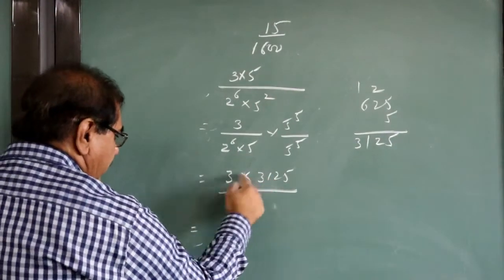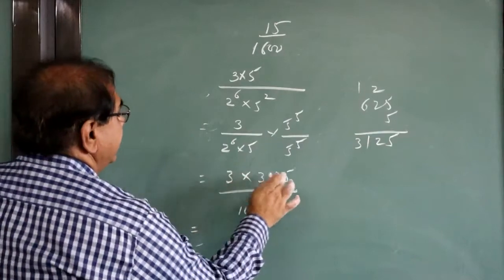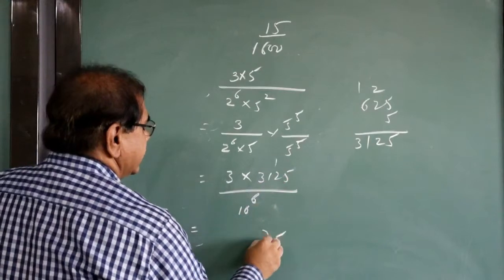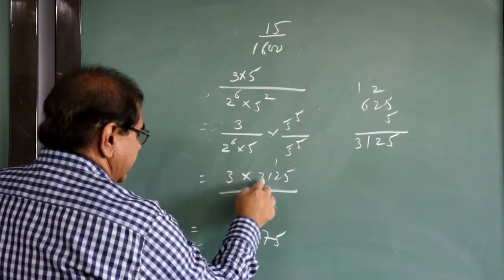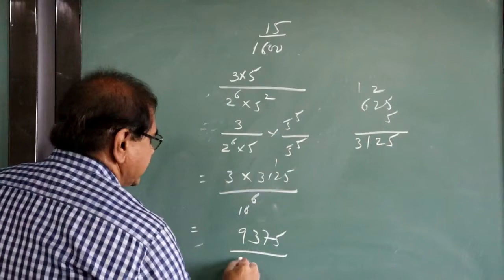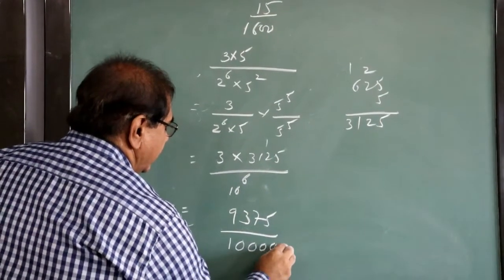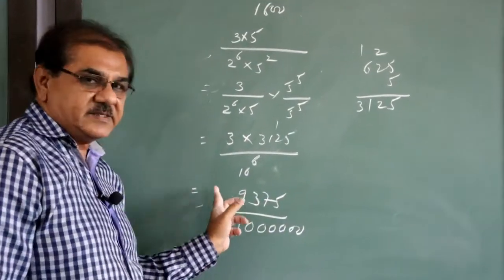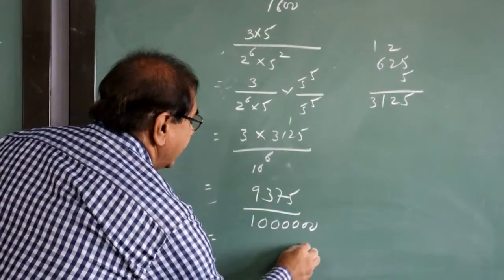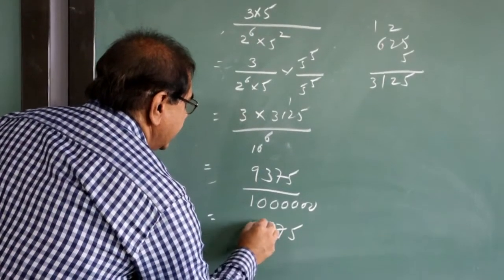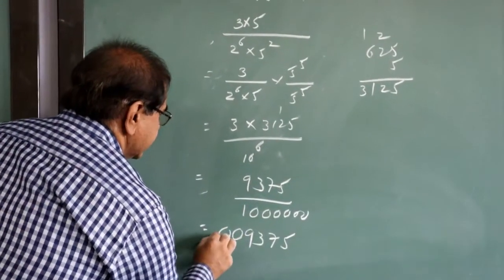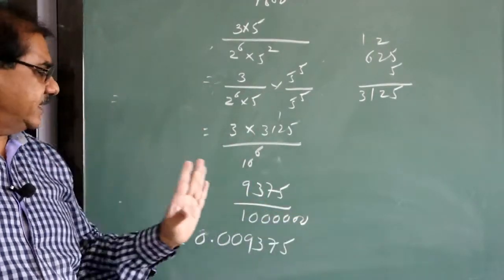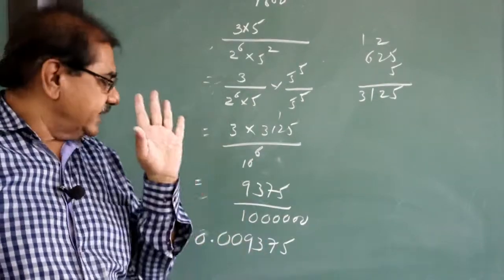So now 3125 threes are, we can write the answer directly. 5 threes are 15, 1 carry forward, 3 twos are 6 and 1 is 7, 3 ones are 3, 3 threes are 9, upon 10 raised to 6, which means 1 2 3 4 5 6, 6 zeros. So now 6 zeros are there. So after the decimal place I want 6 digits. So 1 2 3 4 5 and 6. So 0.009375 is the decimal expansion, which is terminating.